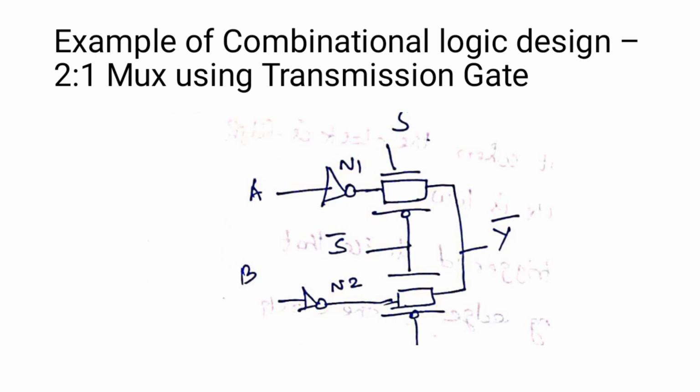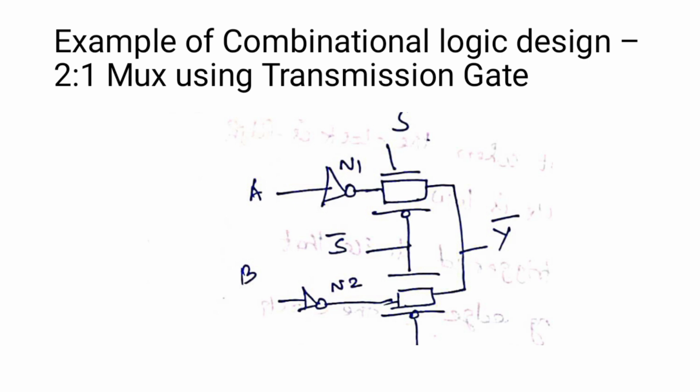Examples of combinational logic design. In this I have taken a 2:1 mux using transmission gates. I hope you all know about the 2:1 mux. What is the operation? Depending on the selection line, the input goes to the output. Here S is the selection line, and A and B are the inputs. So in a 2:1 mux we have two inputs, one selection line and one output.